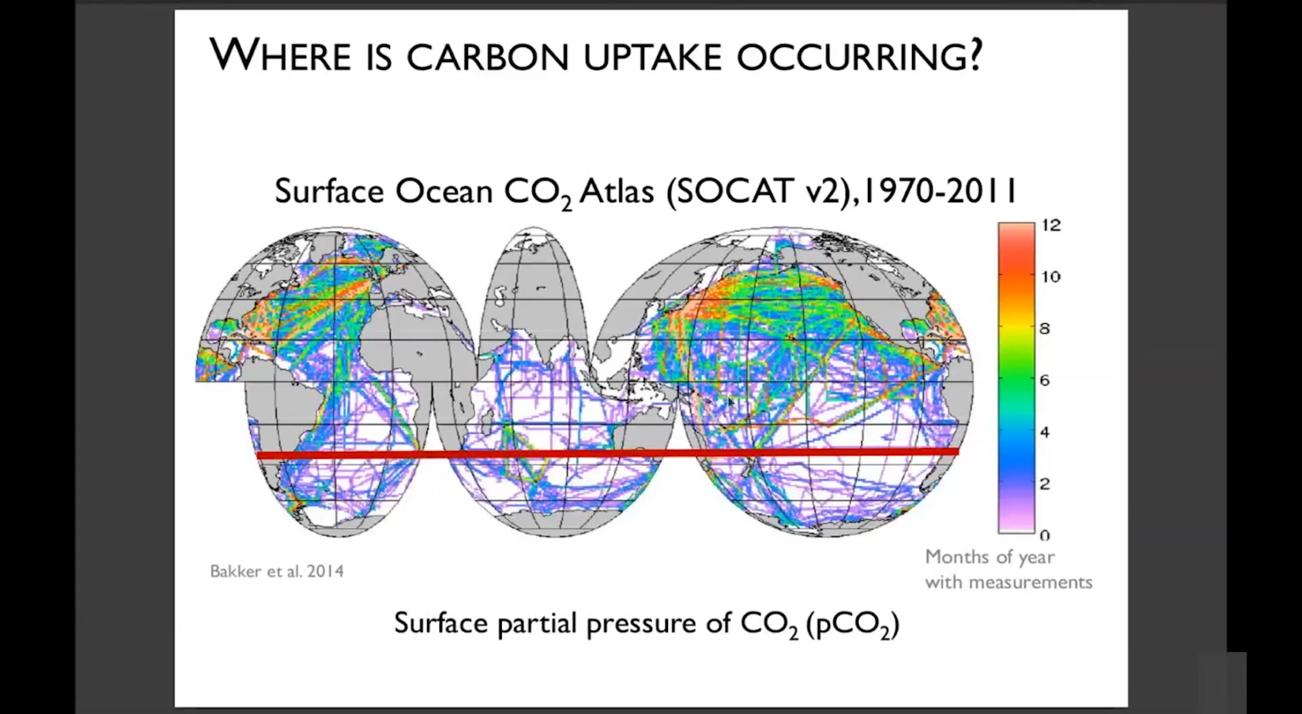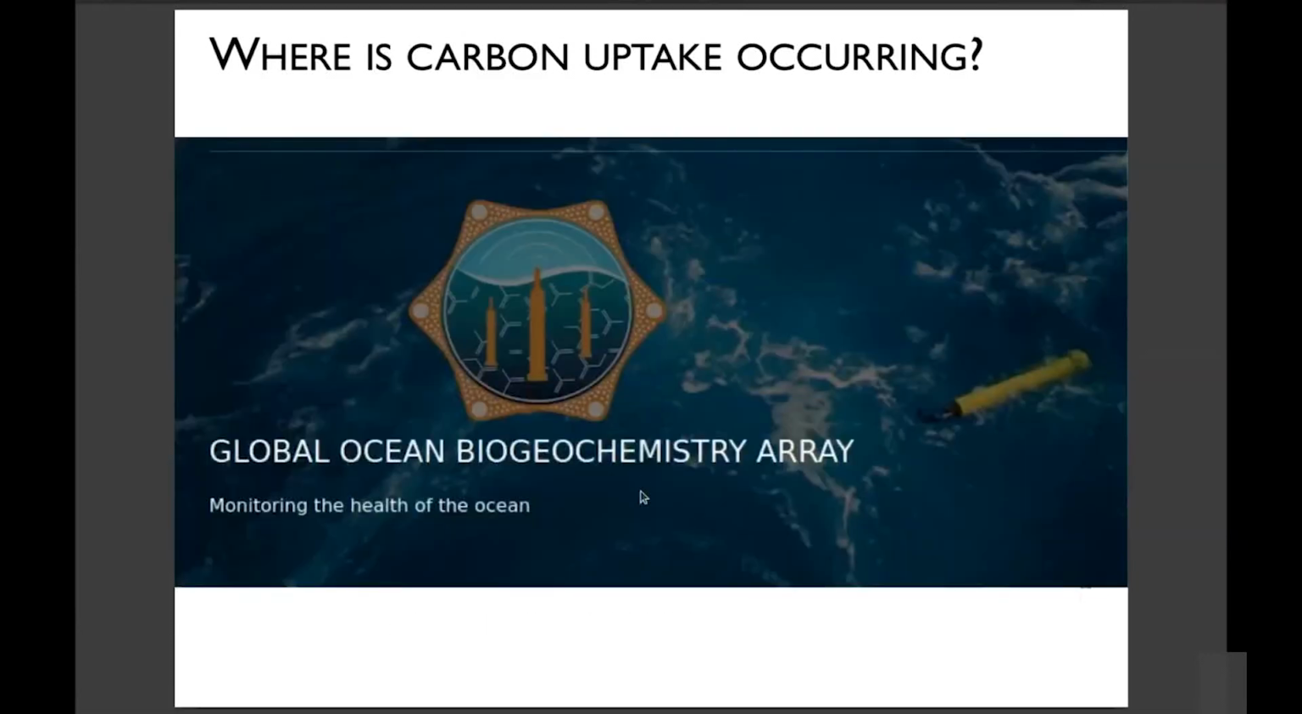And I'll just end by saying that these questions of where the ocean is taking up carbon are one of the main motivations to expand this biogeochemical Argo array from just being in the Southern Ocean to being global. So this project has now been funded by NSF. It's called the Global Ocean Biogeochemistry Array, or GO-BGC.